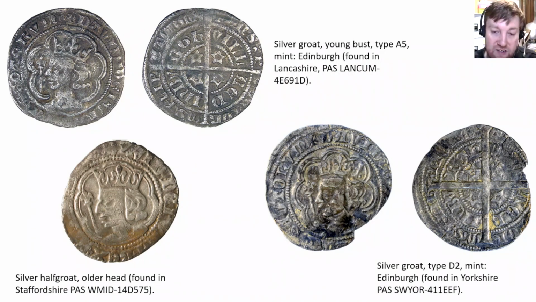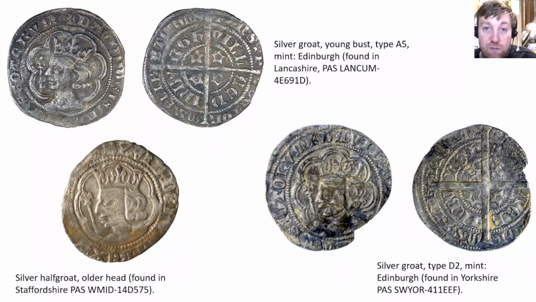And then when we get to type C and D, we have the older style heads. And type D is often what's referred to as the Robert II head. And the current hypothesis is that the moneyer Bonogius, or Bonaggio, was responsible for this Robert the Head style head under late David II.